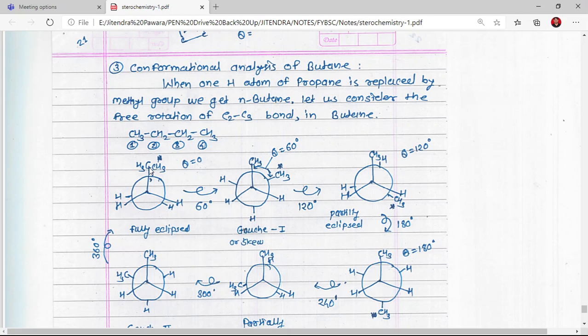In this eclipse conformation, both methyl groups are overlapping on one another. The methyl group on carbon 2 and the methyl group on carbon 3 overlap, and that's why it is an eclipse conformation. It has one CH3-CH3 interaction, where both CH3 groups overlap, plus two HH interactions.